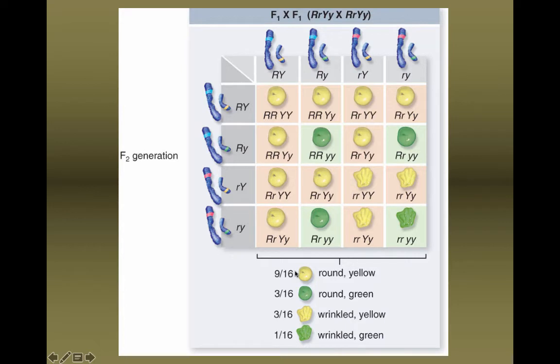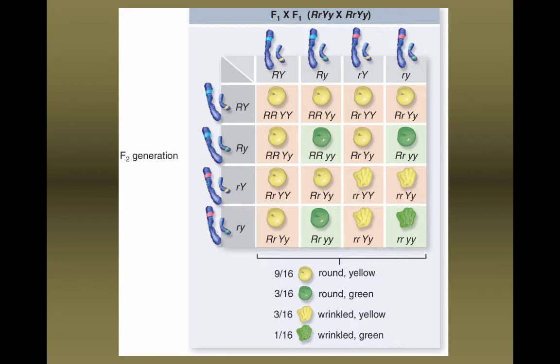If we count up the ones that are round and green, we have 1, 2, 3 that are round and green. How many are wrinkled and yellow? 1, 2, 3. So again, 3/16 are wrinkled and yellow. And then this last one down here is wrinkled and green. That's the 1/16 that remains. The genotype there is little r, little y, which is recessive for both traits. And so that's our Punnett square.